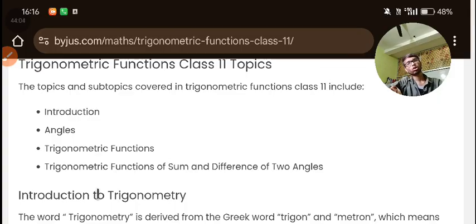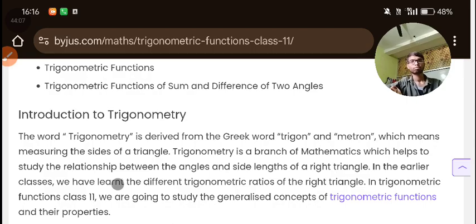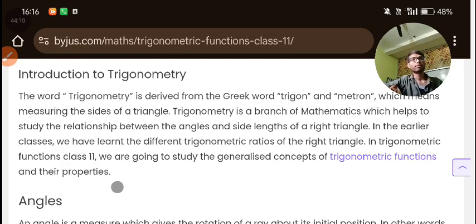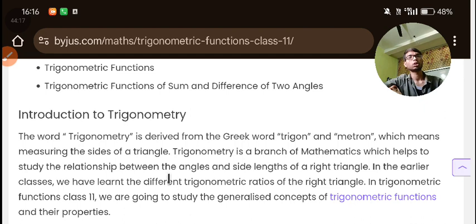Let's start with the introduction to trigonometry. The word trigonometry is derived from the Greek words trigon, which means triangle, and metron, which means measure, so it means measuring the sides of a triangle. Trigonometry is a branch of mathematics which helps to study the relationship between angles and sides. From this chapter, we understand the relation between angles and sides.